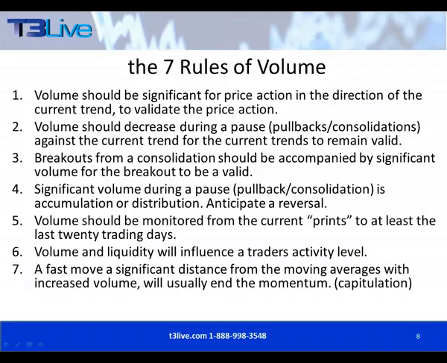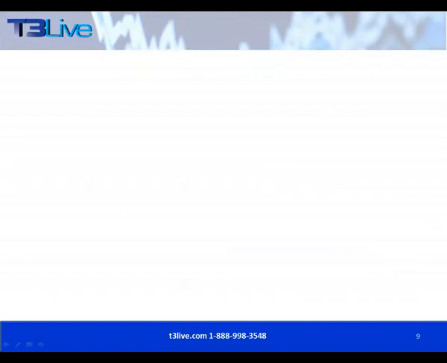And the last rule here is a fast move a significant distance from the moving averages with increased volume typically will end that most recent momentum move, otherwise known as capitulation. Now, I will tell you this just as a little heads up. Capitulation is most easy to identify on a 5-minute chart or a daily chart. For some reason, the other intraday time frames, it's not as obvious. So 5-minute and a daily chart.